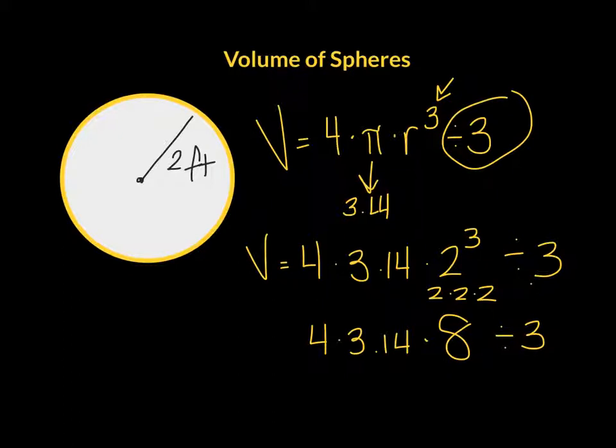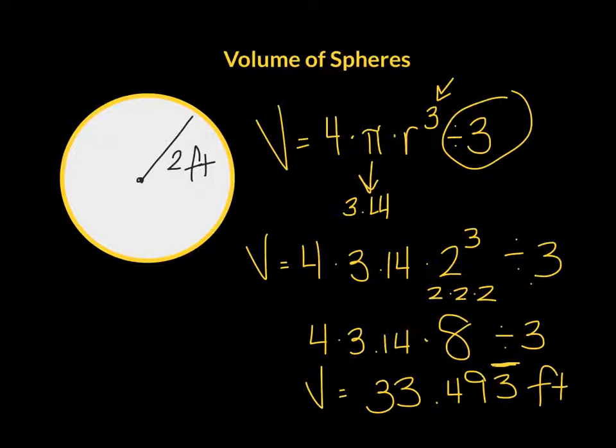Alright, so when you type that in the calculator, you're going to get 33.493, with that 3 going on until the end of the calculator, which means that 3 is repeating. So you want to put your repeating bar line. Now, once again, this problem was done in feet, and it's still a 3D shape, so you use feet cubed.